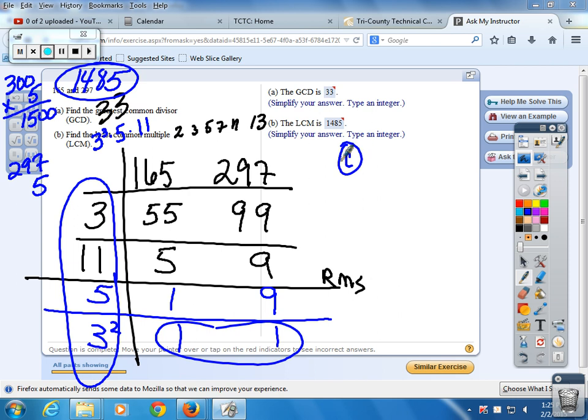What were my two fractions? Okay, 27 over 165 and 32 over 297. So my common denominator is 1485.